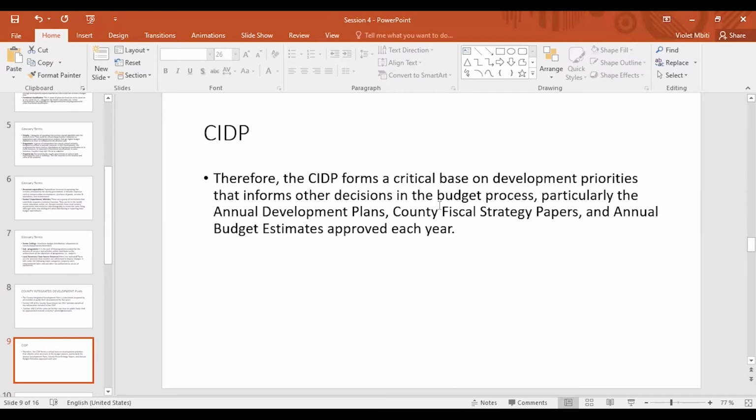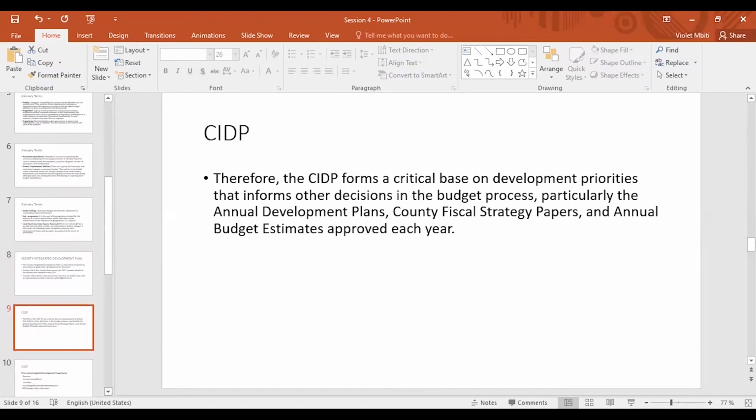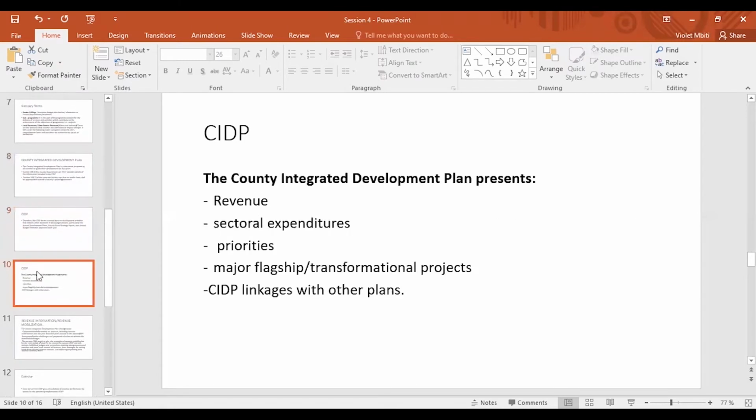Therefore, the CIDP forms a critical base on development priorities that informs other decisions in the budget process, particularly the annual development plans, which is the other document that we are going to go through after we are finished with the county integrated development plan, the county fiscal strategy paper, and the annual budget estimates approved each year. Okay.